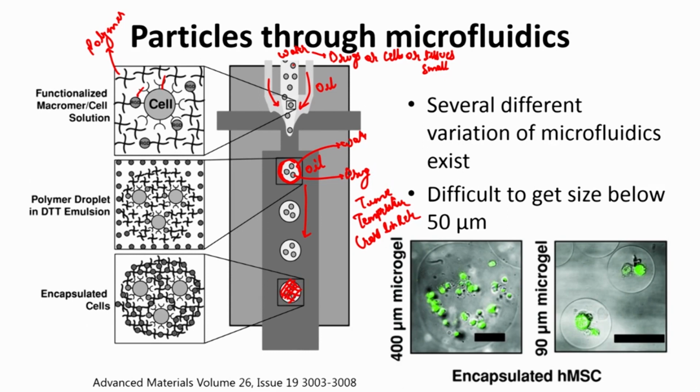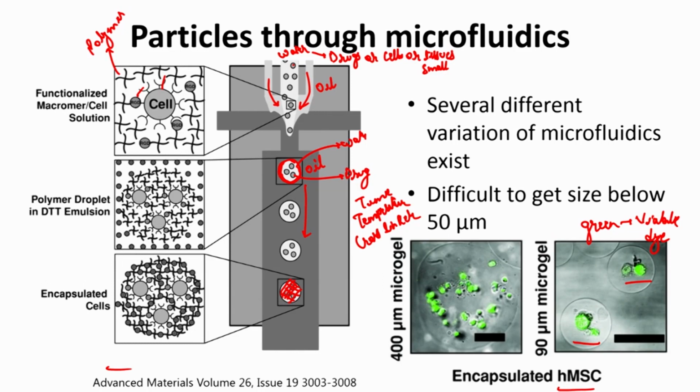So, in this case they are showing here in this particular paper that they have done some live cell encapsulation, in this case human mesenchymal stem cell, and you get very nice viability. Green is a, in this case is viable dye, and here we see that all the cells are being labeled as green, which means that they are all alive.